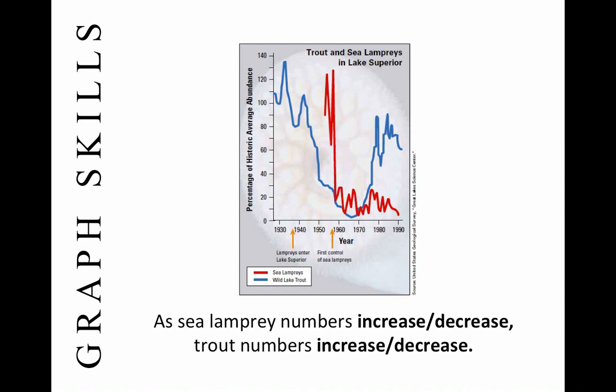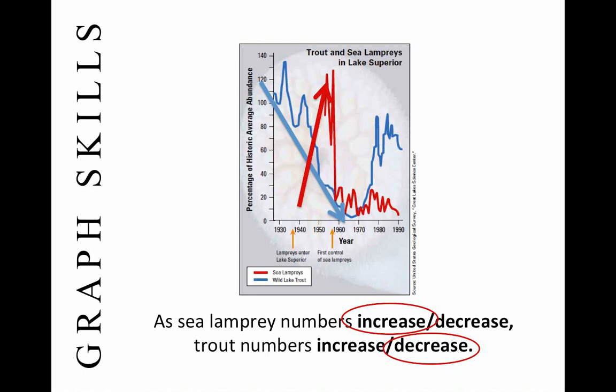Looking at our chart, we can see that in the beginning, sea lamprey numbers were increasing. This shows you how sea lampreys started from 0 when they first started coming in, and how very quickly their numbers went very high. At the same time, you can see that the lake trout numbers were decreasing. So this helps us answer our question. As sea lamprey numbers increase, trout numbers decrease.